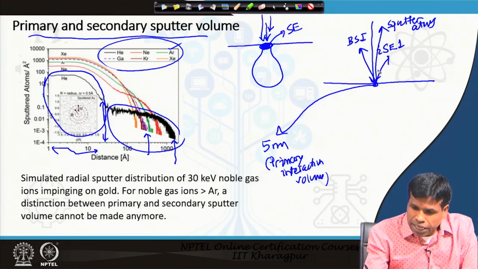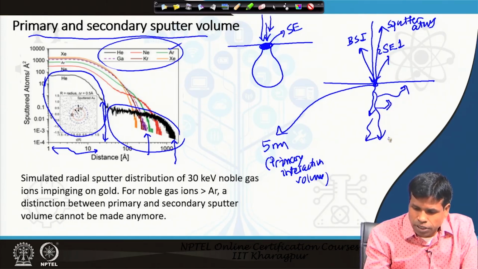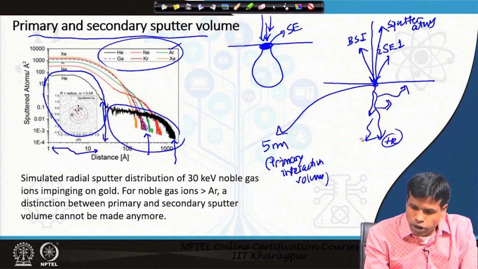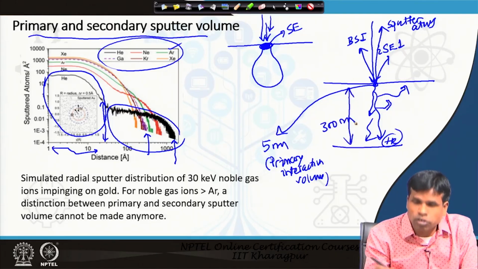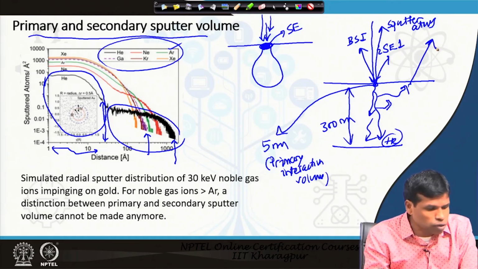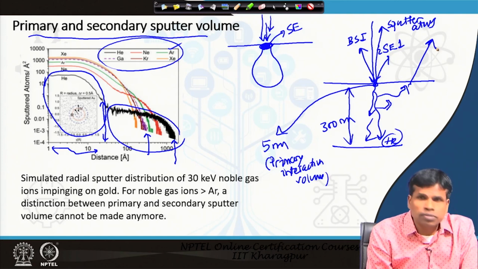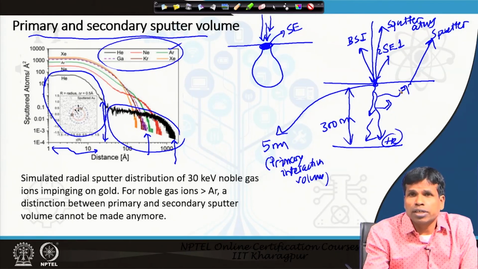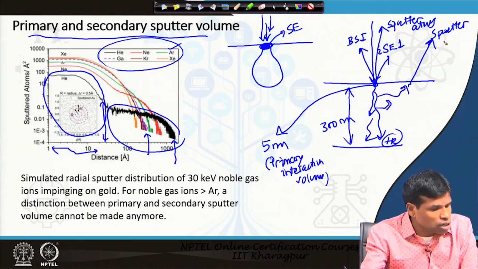Now the ions can go inside, and some helium can be incorporated into the lattice in the specimen, and it can go as deep as 300 nanometer. While it comes out, it can come out here also, after changing its trajectory, and some sputtered target ions.